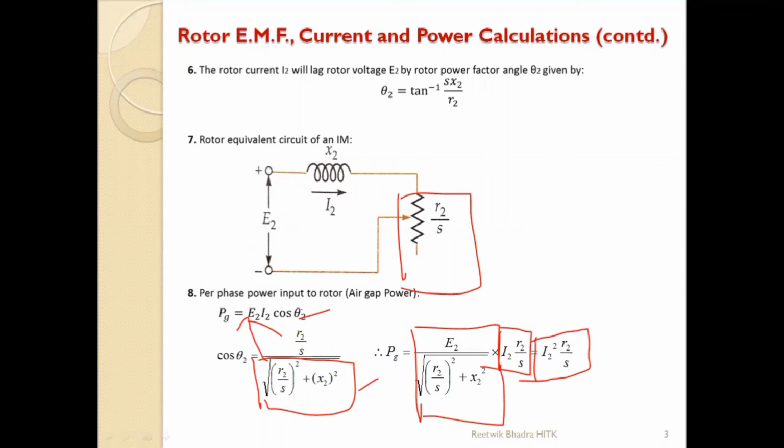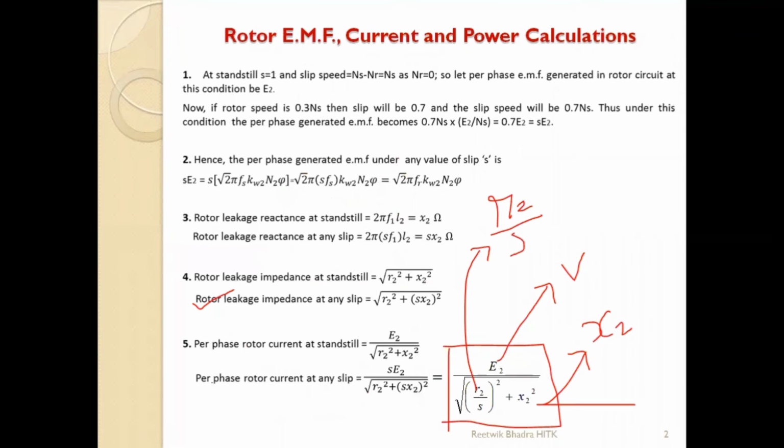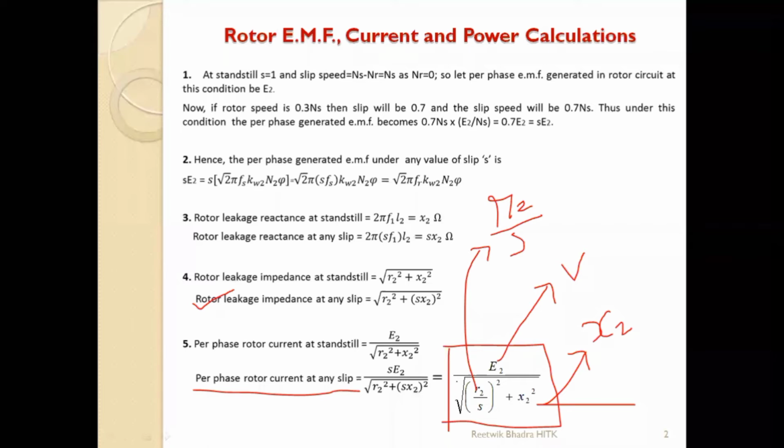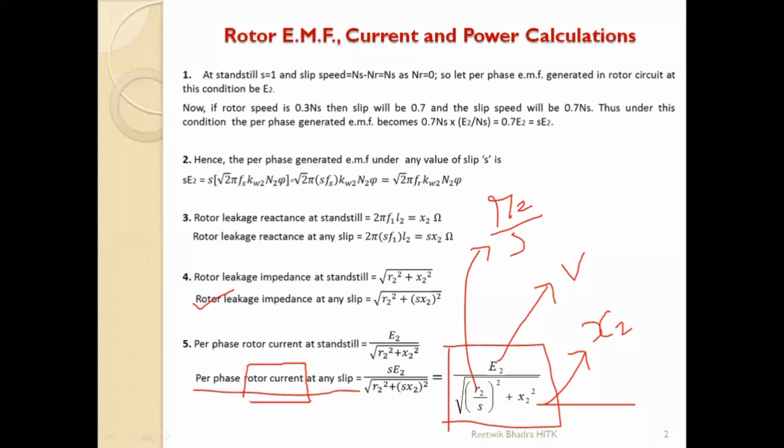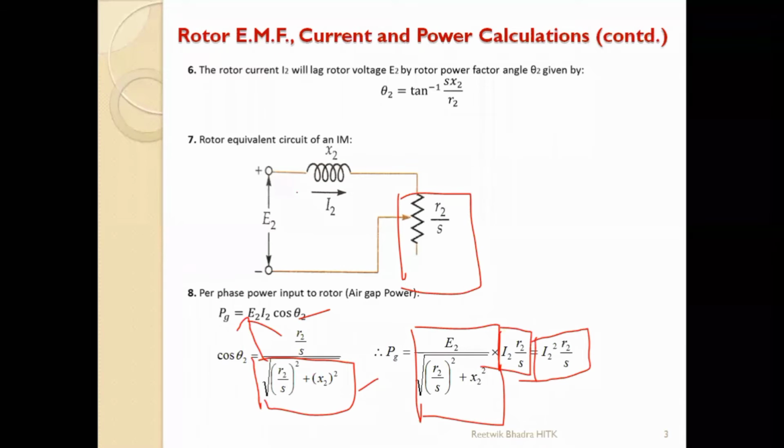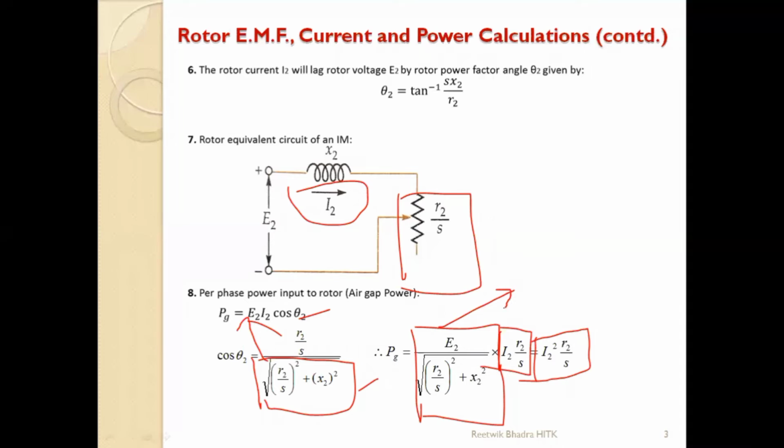This is simple. Last line, say again, I did not understand properly. How does I2 square come? Is E2 by square root of R2 by S whole square plus X2 square. Go to the previous slide. Per phase rotor current at any slip is this. Okay. That is I2. Per phase rotor current. Rotor current means I2. Rotor current flowing through this is I2. So this is replaced by I2.